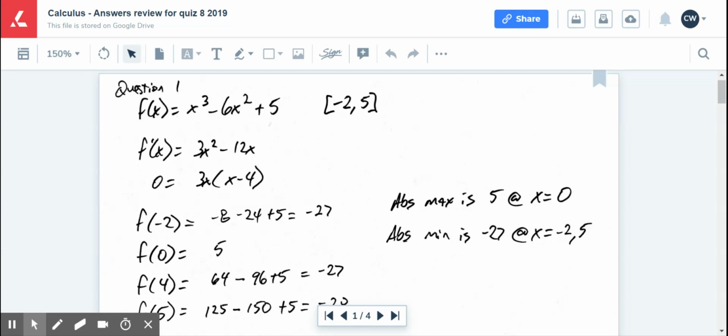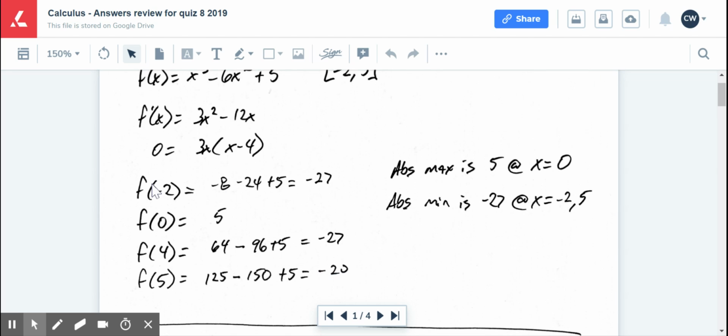All right, we're looking at answers to review for quiz 8. Number 1, we're looking at absolute extrema of f on the interval from -2 to 5. So first thing we need is to take the derivative, which we did here, and we set the derivative equal to 0. I went ahead and factored out 3x as I did that, which gave me 3x times x minus 4. So when I set 3x equal to 0, that's going to give me 0. And when I set x minus 4 equal to 0, that's going to give me 4.